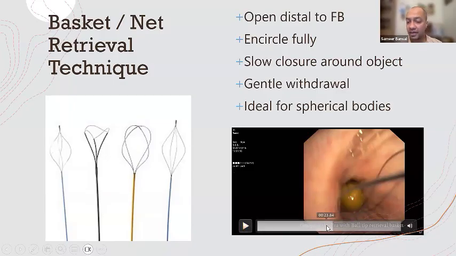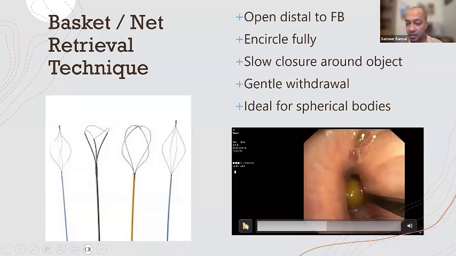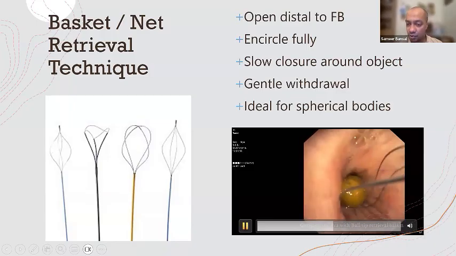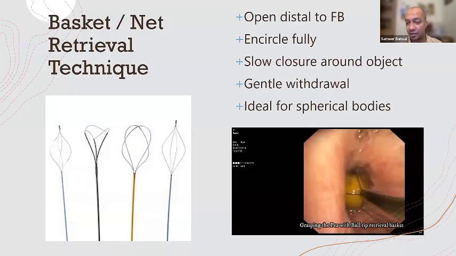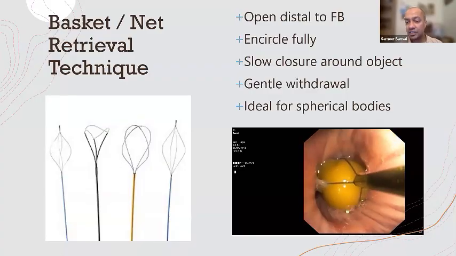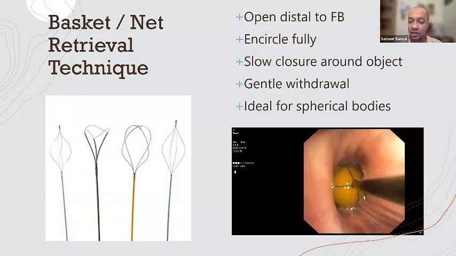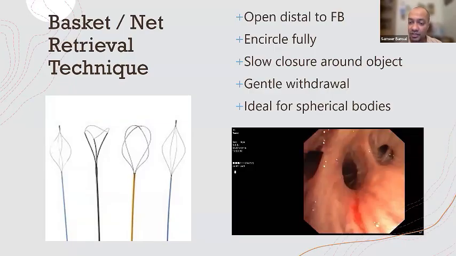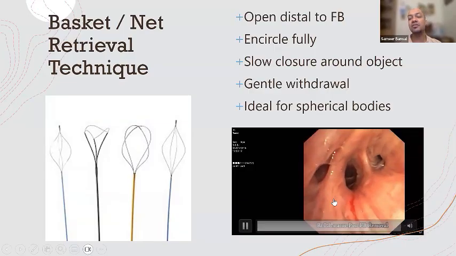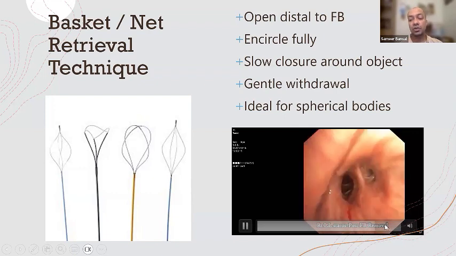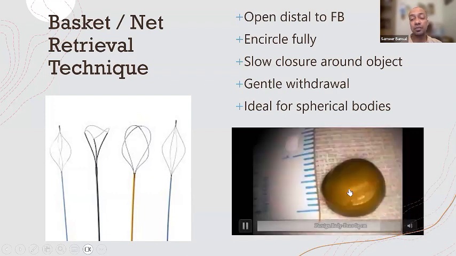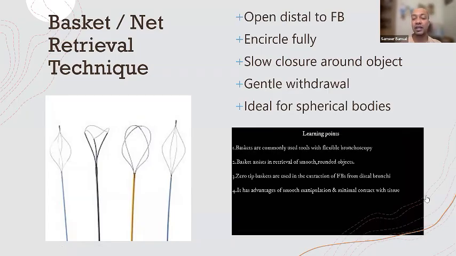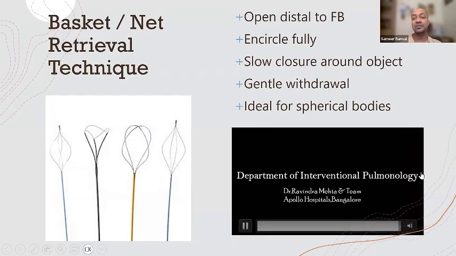Now, over here, what we did, I'll just play it again. We opened the basket, and through one side we just encircled it, and then slowly retrieved the basket inside so it forms a firm grip, and then retrieved it as close to the scope as possible, and you can see how it came out as one unit. So for these spherical rounded bodies, you can see the whole thing is also pretty intact because the grip is quite nice with this.